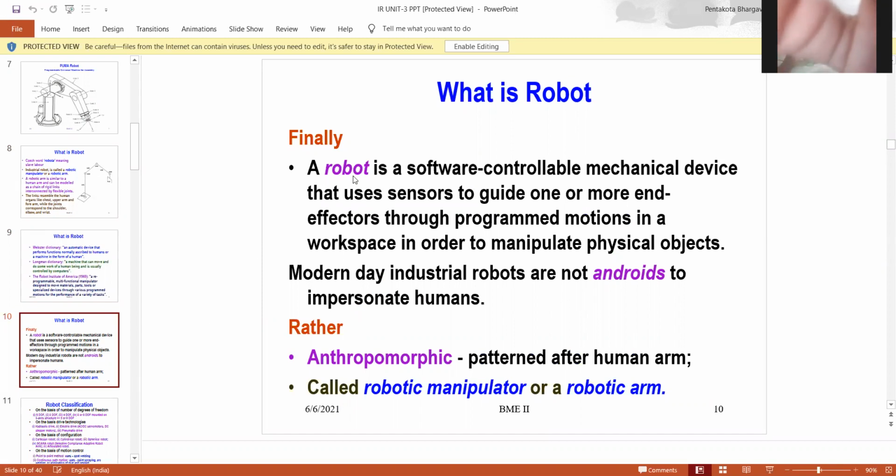Finally, a robot is a software controllable mechanical device that uses sensors to guide one or more end effectors through programmed motions in a workspace in order to manipulate physical objects. What is the robot software? The robot software defines how the robot moves forward, backward, upstream, and downstream. For example, spray painting, and arc welding. So many arc welding operations are done by robots.